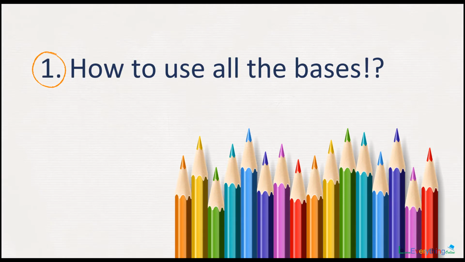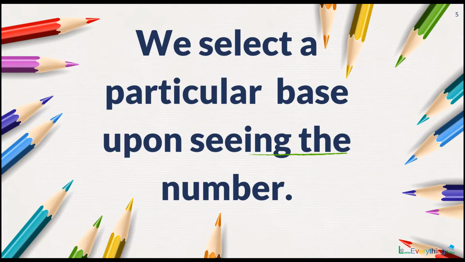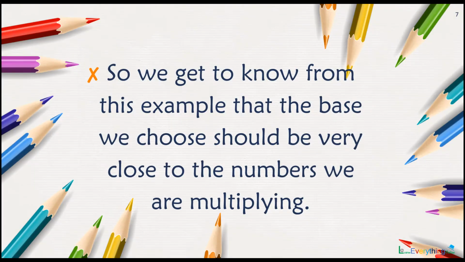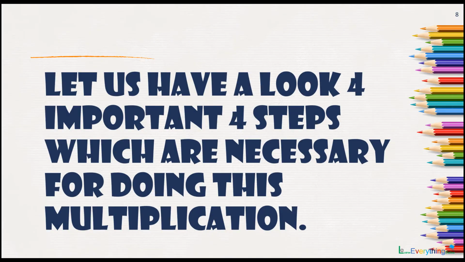How to use all the bases? We select a particular base upon seeing the numbers. Suppose the numbers are 97 and 99 and we are asked to multiply these two numbers. In this case, the appropriate base would be 100, as these two numbers are very close to 100. So, we get to know from this example that the base we choose should be very close to the numbers we are multiplying. Let us have a look at 4 important steps which are necessary for doing this multiplication.